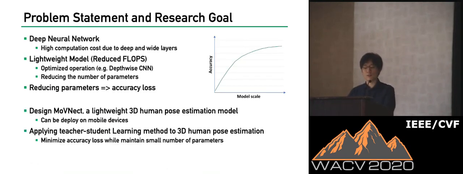However, deep neural networks rely on model scale and are not suitable for low-power devices. Furthermore, reducing parameters affects the accuracy, and this is a high barrier to train an efficient lightweight network. To solve these problems, we propose Movinect, a lightweight 3D human pose estimation network, and an efficient training method based on teacher-student learning.